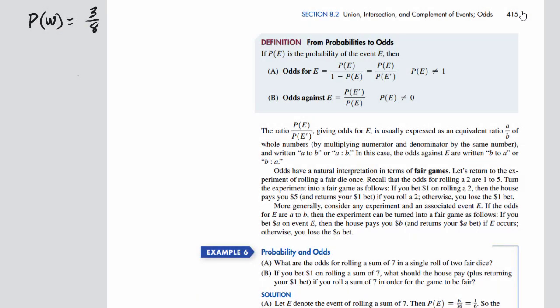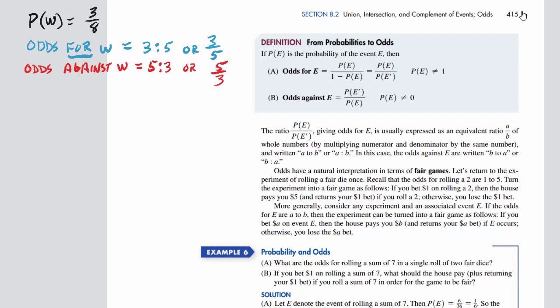To find the odds of winning, keep the 3 on top and then subtract it from the 8 to get 5. That means the odds in favor of winning are 3 to 5, and we can write it as a ratio 3:5. The odds against winning are 5 to 3. In other words, the numbers are just flipped.